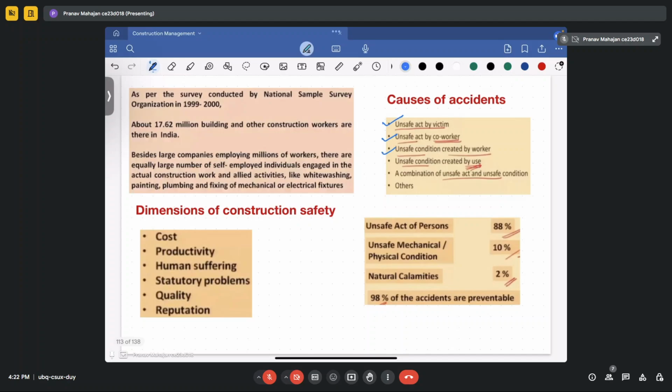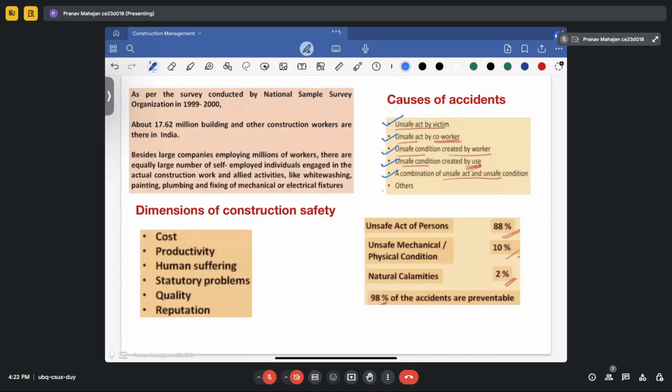That means not having a proper platform, handrails, safety jackets, and proper anchoring of the safety belts. So these are the conditions that are created by the worker on his own. Fourth is unsafe conditions. Unsafe conditions also contribute to the cause of accidents, along with the different permutations and combinations of the above factors that we have discussed.